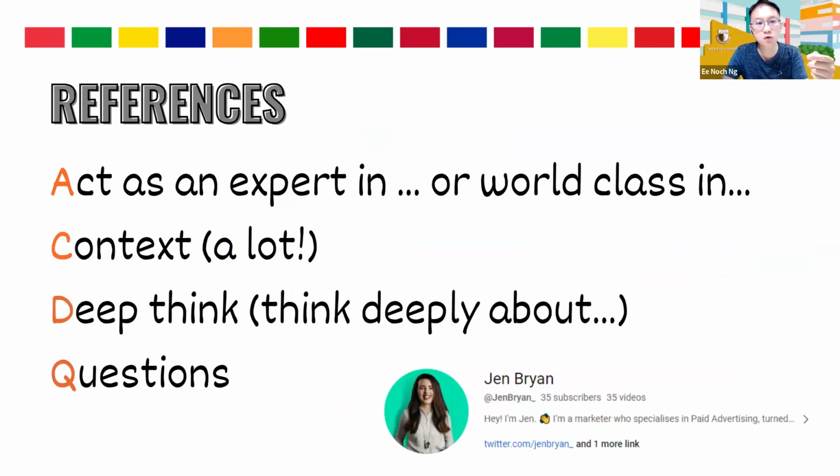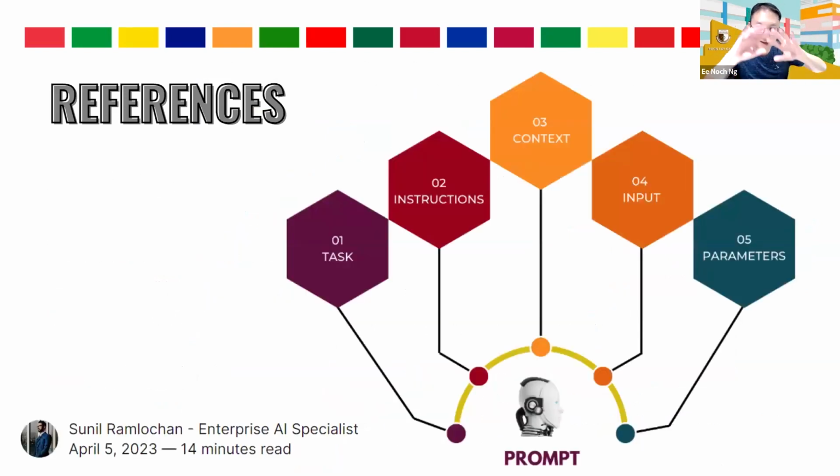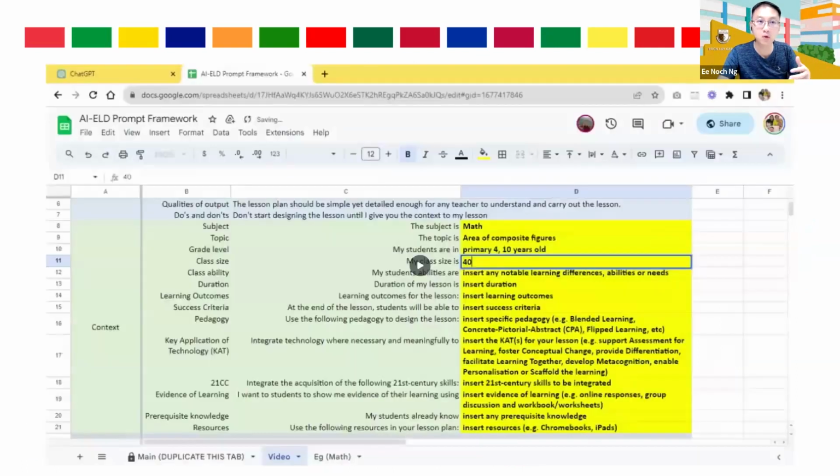I came across these two references and I made use of them in my framework. The first one is the ACDQ framework by Jen Bryan. The second one is the entire framework by Sanli Ramlochan. Yeah, so I made use of these two and I mixed and mashed them together to come up with my own framework. So what you see here is a spreadsheet.